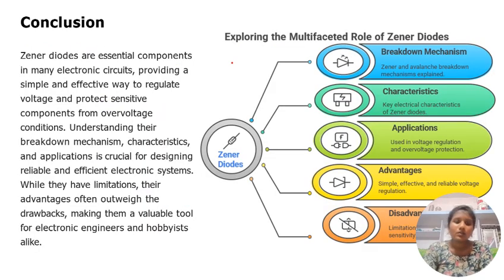Here the conclusion. Zener diodes are essential components in many electronic circuits, providing a simple and effective way to regulate voltage and protect sensitive components from overvoltage conditions. Understanding the breakdown mechanism, characteristics, and applications is crucial for designing reliable and efficient electronic systems. While they have limitations, their advantages often outweigh the drawbacks, making them a valuable tool for electronic engineers and hobbyists alike.